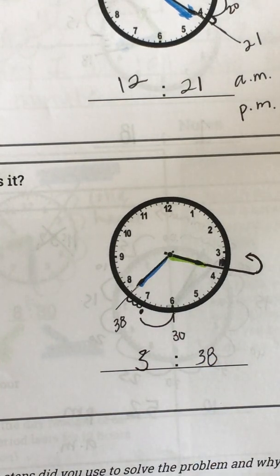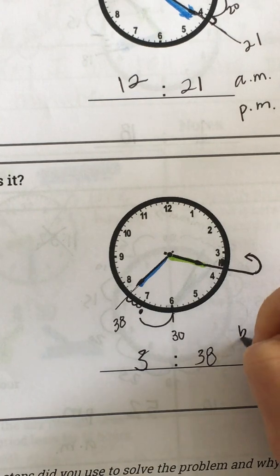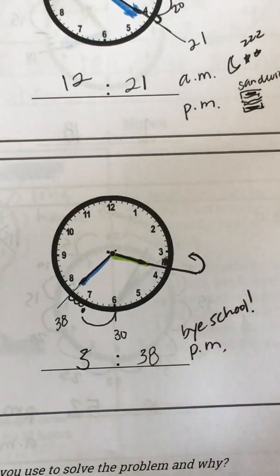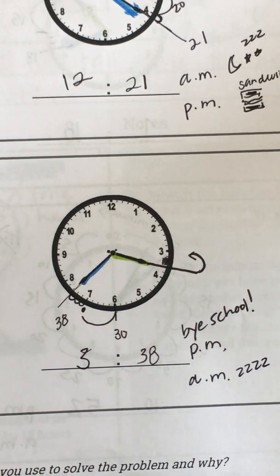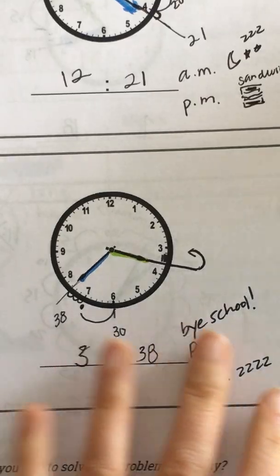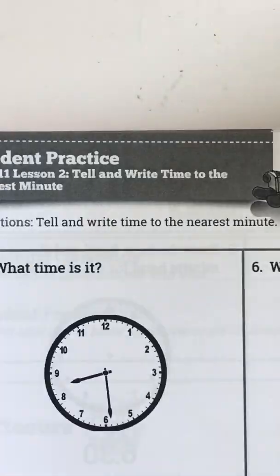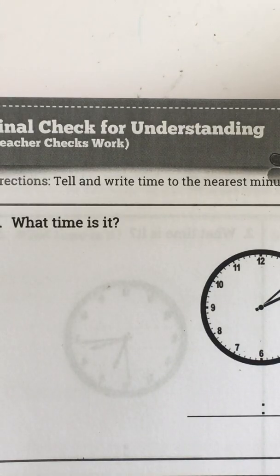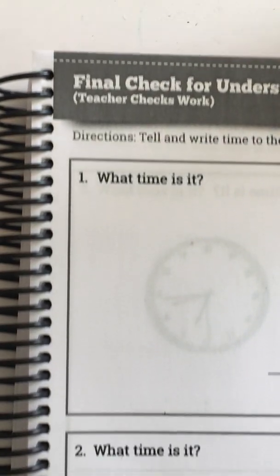So it's 3:38. And if it were 3:38 p.m., I'd be saying bye to school, ready for the gym. And if it were 3:38 a.m., I would be sleeping. Okay? So you are going to go ahead and do your final check for understanding in your student practice pages and post those to Seesaw for me so I can see them. All right? If you have any questions, come find me.